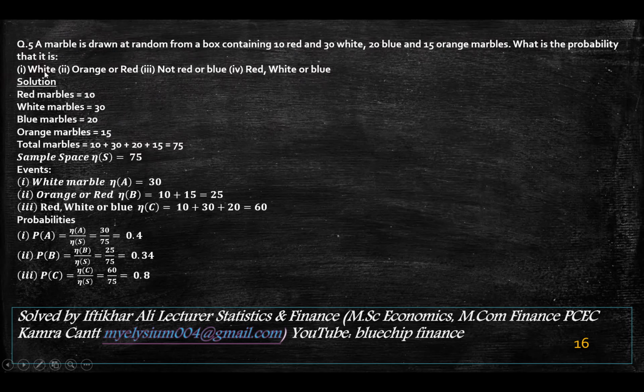Now the events are those asked in the question. So white: how many white marbles are there? 30 white. So the first event, white marble, is 30. Second, orange or red: there are 10 red and 15 orange. So 25 is the second event.